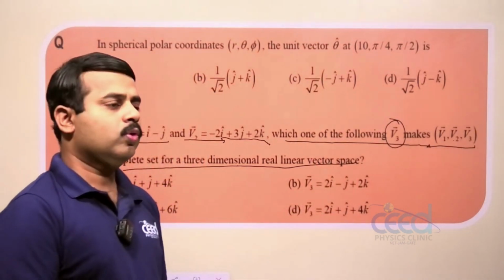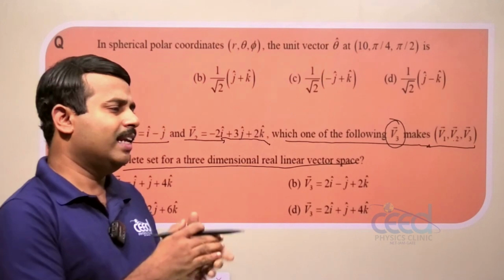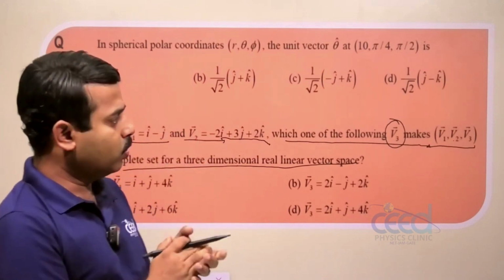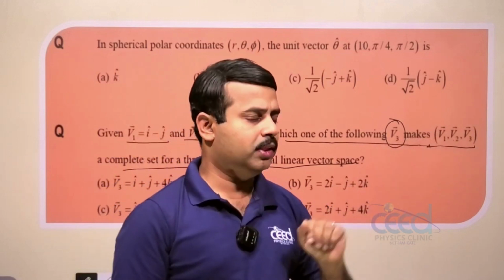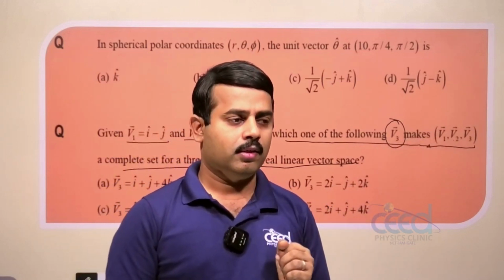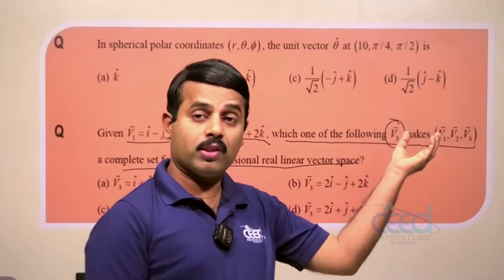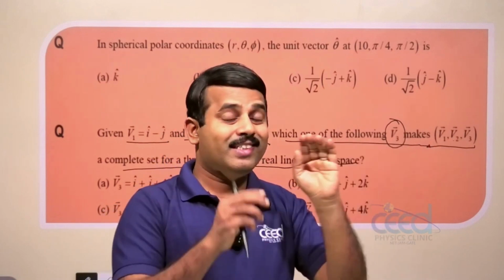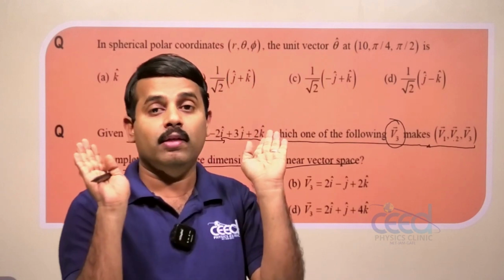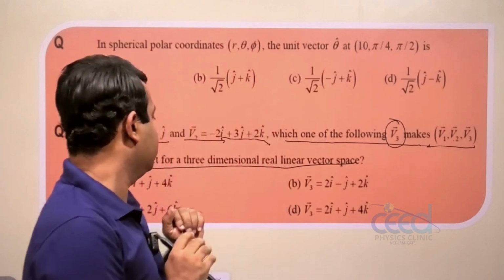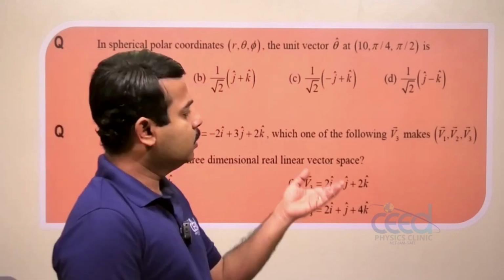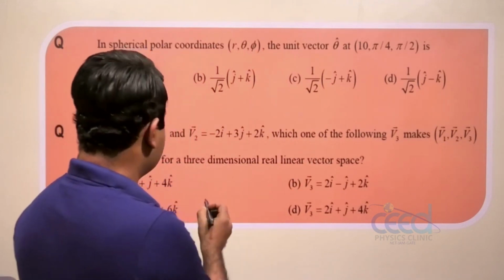To produce a linear vector space for these vectors v1, v2, v3, the determinant of the matrix formed by v1, v2, v3 should not be 0. Then only do they form a linear vector space. That is the condition. Just to know how we represent it.